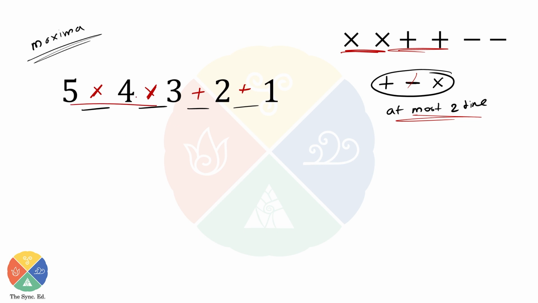5 into 4, 20 into 3, you will get 60. According to BODMAS, you will do multiplication first. Bracket is not there, order is not there, division is not there, multiplication is there. You will do the multiplication first and then you will do the addition. So you are going to get 63. That is the maximum possible value.